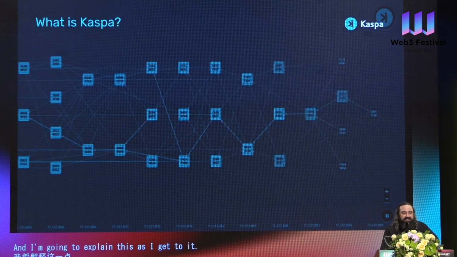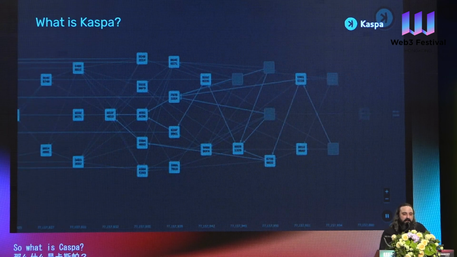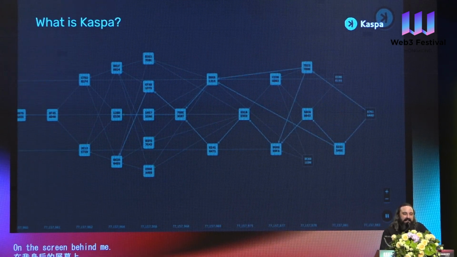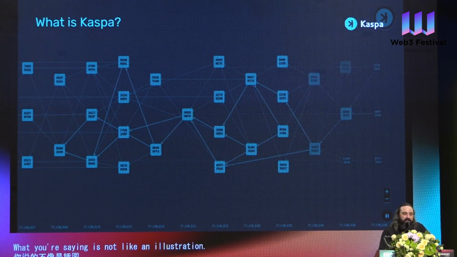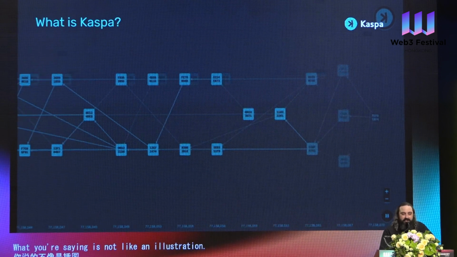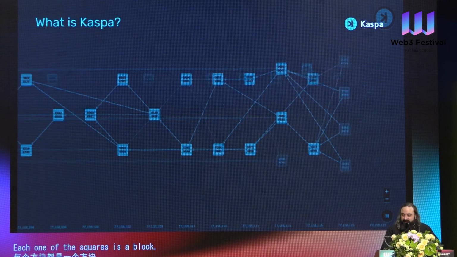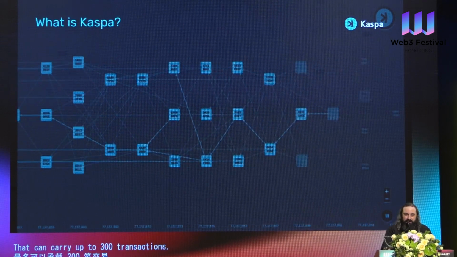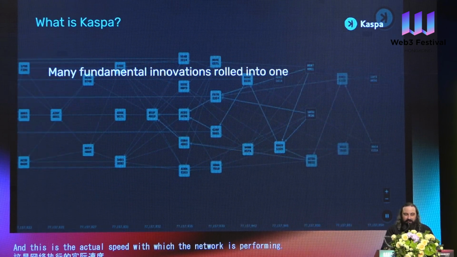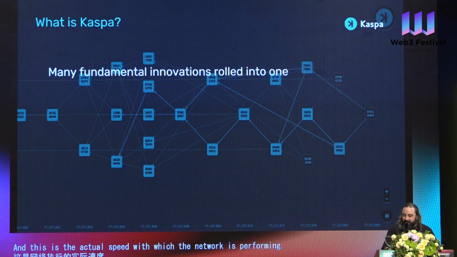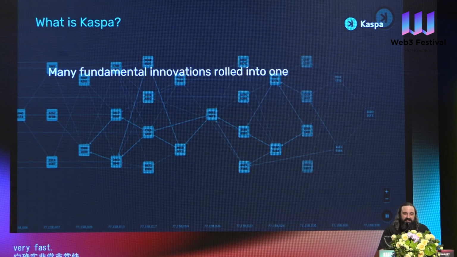Okay, so what is Kaspa? On the screen behind me, what you're seeing is not like an illustration. This is a real recording of our testnet 11. Each one of these squares is a block that can carry up to 300 transactions. And this is the actual speed with which the network is performing. I'll get into numbers very soon, but what I want you to notice is that it is indeed very, very fast. But it's not just the consensus protocol.